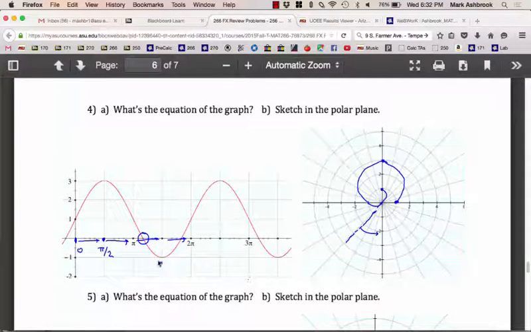And then it's going to reverse that, right? So from 3 pi over 2 to 2 pi, it's going to go from negative 1 back to 1. And along the way, it's going to go through the pole and cross over into positive territory again. So it's going to get less and less negative to 0, and then it's going to increase out to 1. Does it make sense? Anybody have a question?